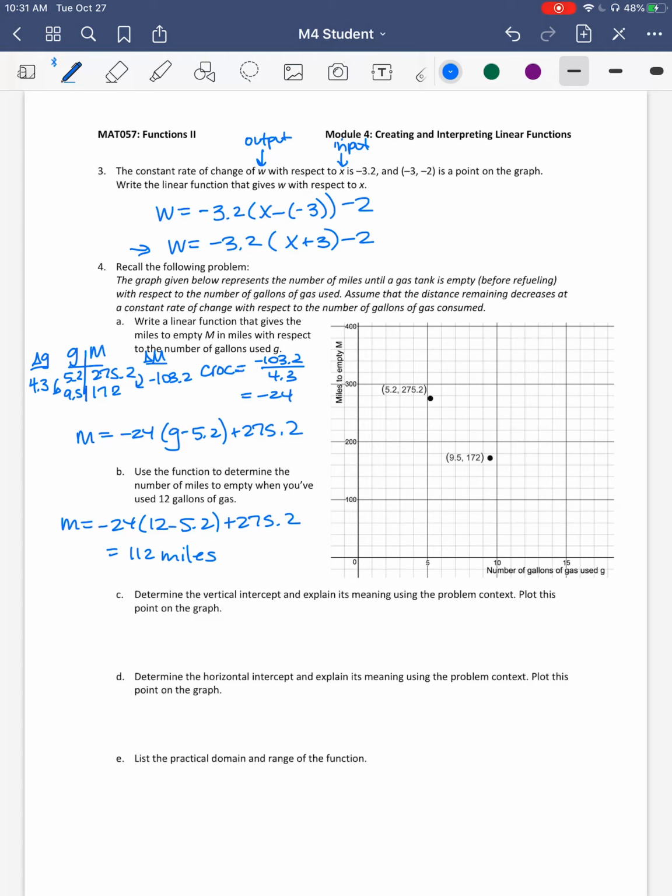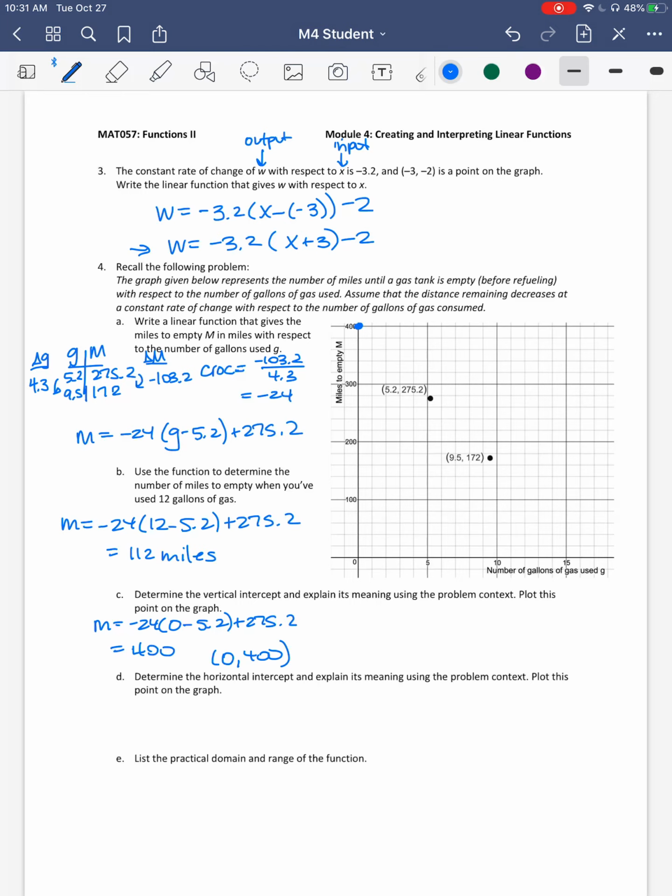Part C says determine the vertical intercept and explain its meaning, and then plot it. So remember, vertical intercept is always going to happen when my input is 0. So I'm just going to take that function, just like I did in B, and now input 0. And when I simplify this, I'm going to get 400. So my vertical intercept is (0, 400). A vertical intercept is always a coordinate point, so don't just tell me it's 400.